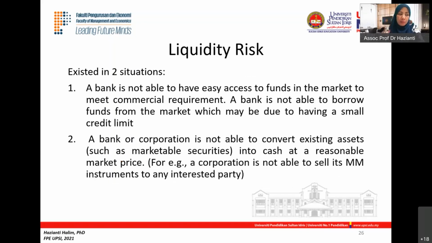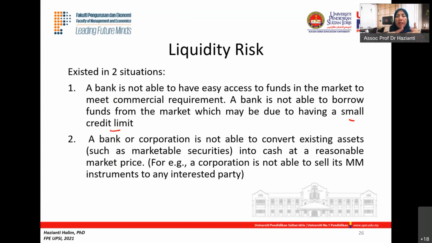Default payment. Liquidity. If you remember liquidity, last time we discussed highly liquid asset. So highly liquid asset, lower risk. When we talk about liquidity risk, it exists in two situations. One, a bank is not able to have easy access to funds in the market to meet commercial requirement. For example, it has a small credit limit, it does not perform well, so its performance is not good. Once the small credit limit is fulfilled, it is not able to borrow. That is the liquidity position, a very tight credit limit. It is difficult to get funds because it has met the credit limit, so it has liquidity risk.